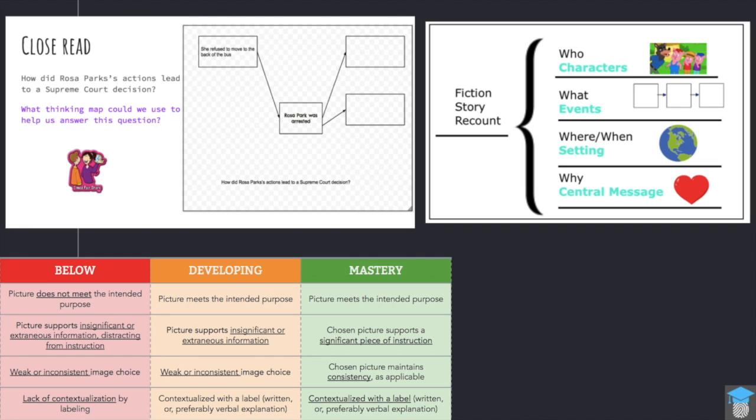Similarly, the brace map on the right uses pictures to help explain each component of a fiction story recount. If in fact the Three Little Pigs has been read, and if the other pictures have been used in previous instruction of each story element, these are great quality choices, potentially mastery examples.